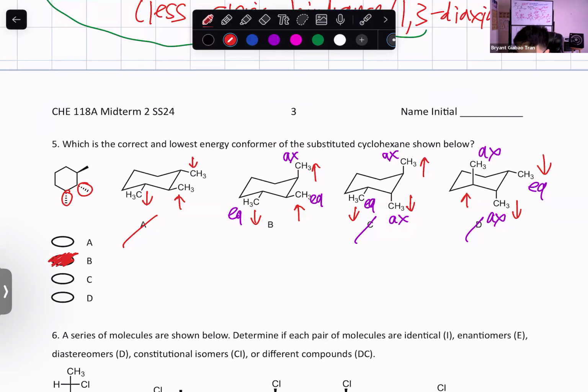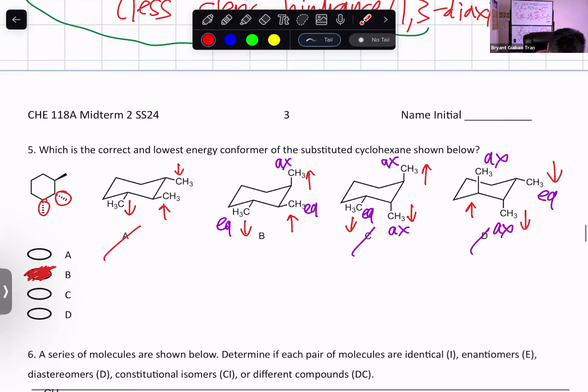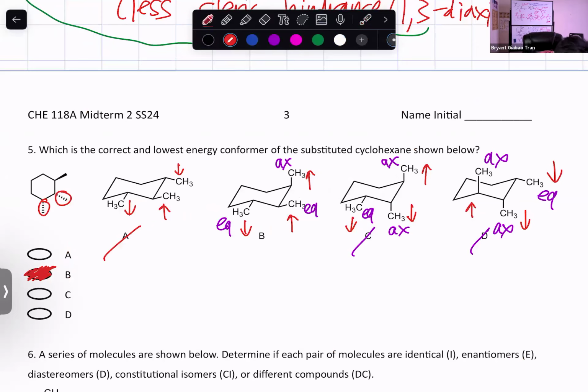Did you say dash is up and wedge is down, or does it not matter as long as they're opposite? Dash is down, right? So when you draw out the chair conformer, it should be going down, and wedge is up. But it's going to be relative because when you do the chair flip, like even though B is the answer, and we see that the 2 groups here are going down, like this is going down, this is going down. But in the answer, we see that those 2 methyl groups are cis to each other, they're going up.